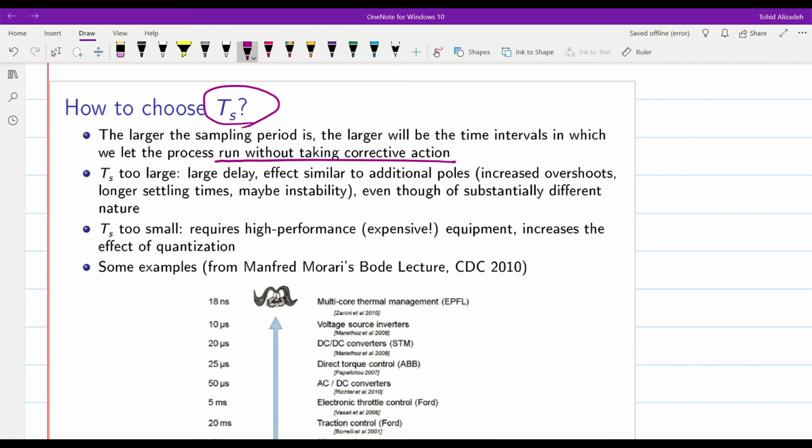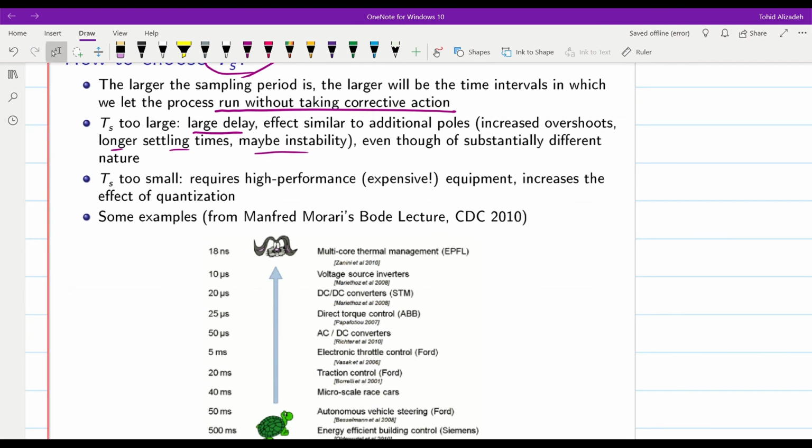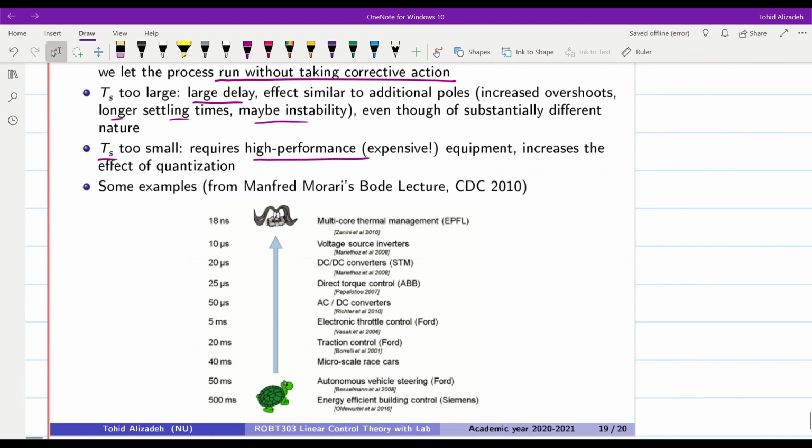If we have too large a value for Ts, there will be large delays, which will have similar effects to the additional pole that we had, in terms of increasing the overshoot, longer settling time, and eventually it might cause instability. Even though it is substantially different in its nature, it will give similar effects. On the other hand, if we make Ts too small, it will require high performance, so it will become expensive if you do it quite frequently, and the effect of the quantization will also increase.